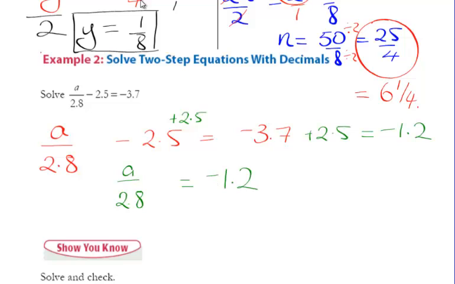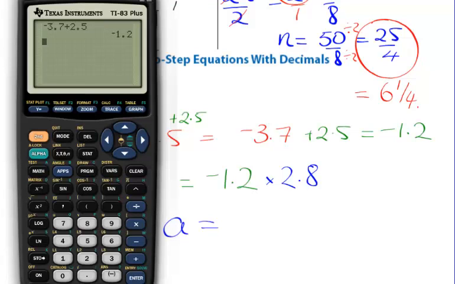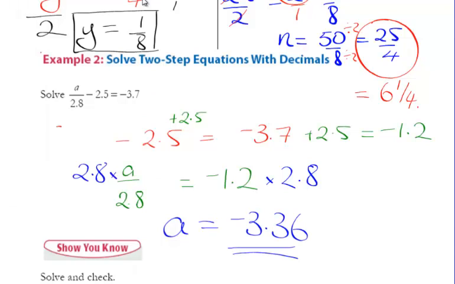Division by 2.8, I'm going to reverse that by just erasing that part there. So multiplying by 2.8, and multiply the right-hand side by 2.8. And at the end of the day, we've got A is equal to negative 1.2 times 2.8, and that's equal to negative 3.36. So there's our solution there. So that was a nice straightforward one.